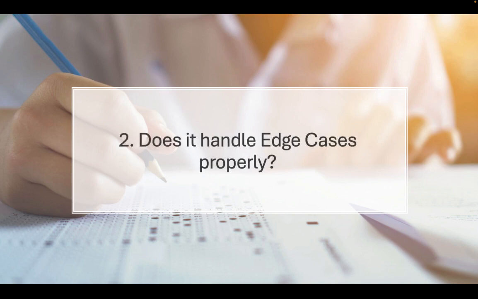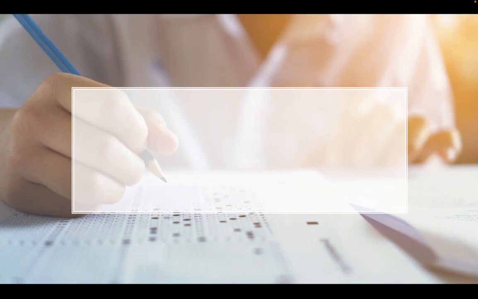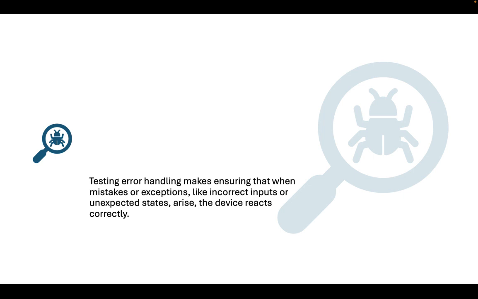2. Does it handle edge cases properly? An edge case is a problem or a situation that falls outside of normal procedure and is on the boundary of your operating framework. Testing these guarantees that the unit handles unusual and unexpected inputs accordingly. 3. Does it handle errors with grace? Testing error handling makes sure that when mistakes or exceptions happen, like incorrect inputs or unexpected states, the unit reacts accordingly.